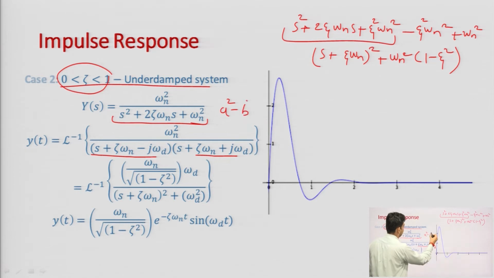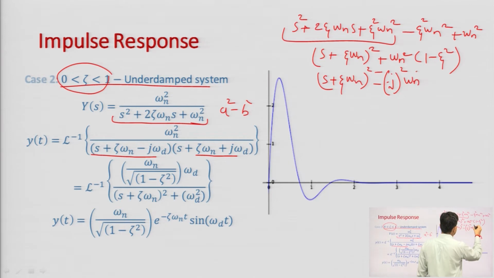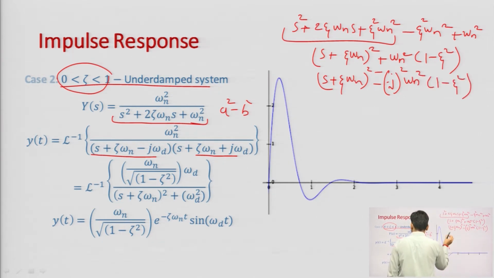It can be obtained if I make the form of a square minus b square. It means I have to obtain a minus sign here. So, how is it possible? Here I have to make this term minus of j square, if I add j square here. So, this is minus j square omega n square 1 minus zeta square. If you open it you will get this term in the denominator.